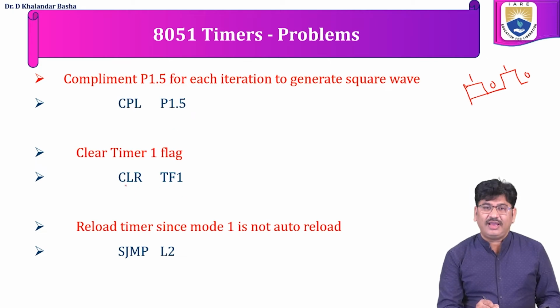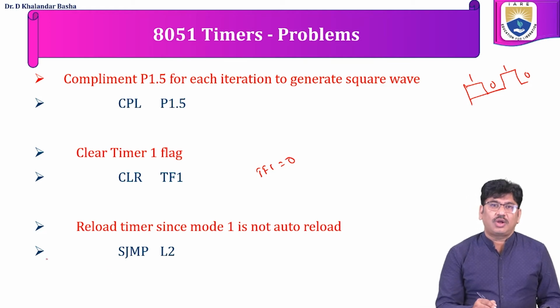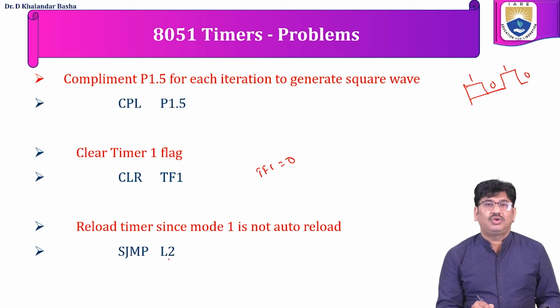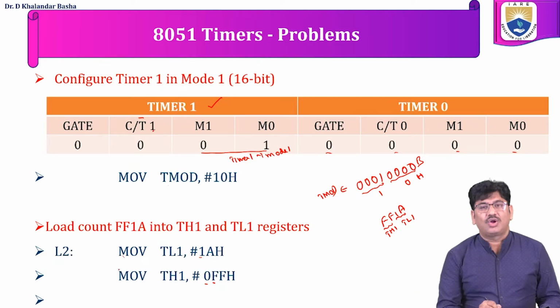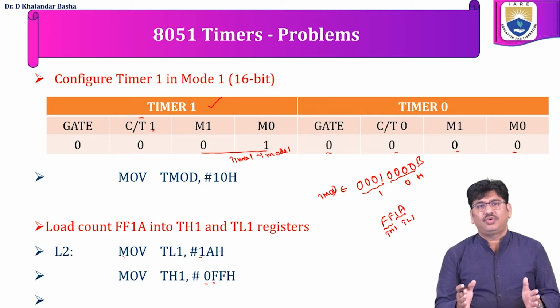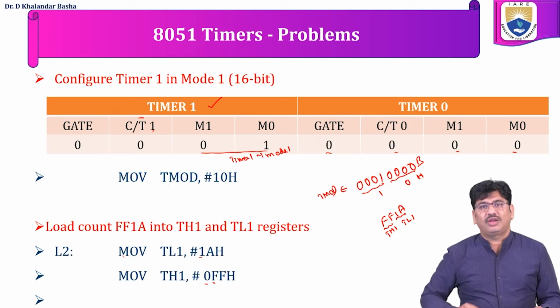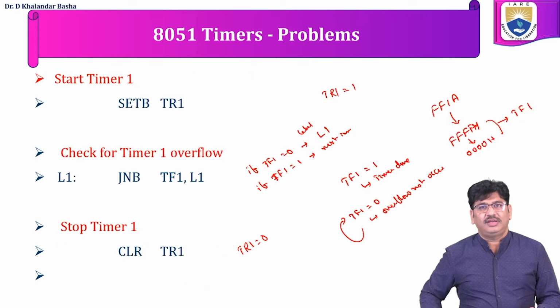Overflow is already checked, so clear that overflow flag. That is CLR TF1. So by this TF1 will be cleared. For getting this pulse, again we go for loading the count. So SJMP to label 2. This label 2 will be placed for placing the count again, because the count has changed from FF1A to 0000. That 250 microseconds is done. For the next 250 microseconds, we have to load the count into the respective registers. So the jump will take place for loading the TL1 registers.